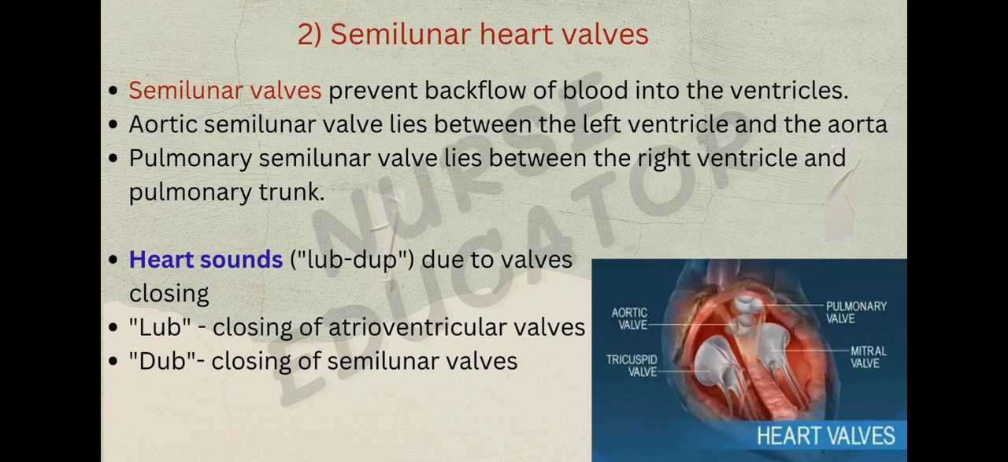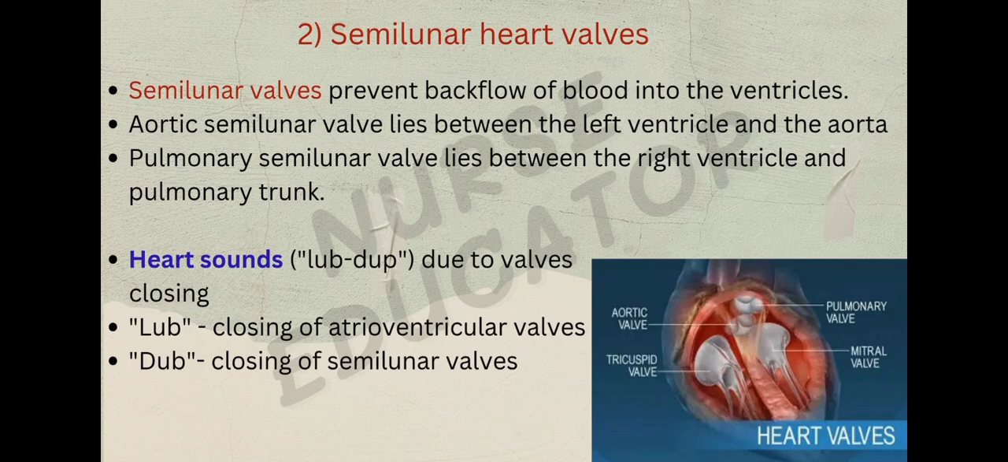Then we'll see what the semilunar heart valves are. The semilunar valves prevent the backflow of blood into the ventricles. There is the aortic semilunar valve, which lies between the left ventricle and the aorta. The pulmonary semilunar valve lies between the right ventricle and the pulmonary trunk.